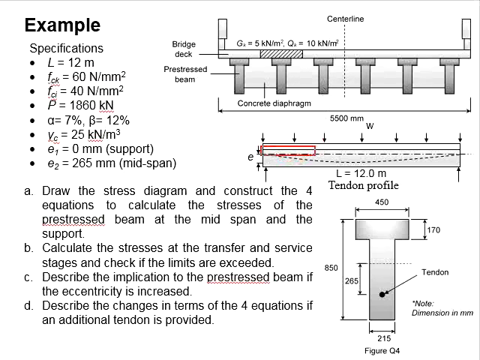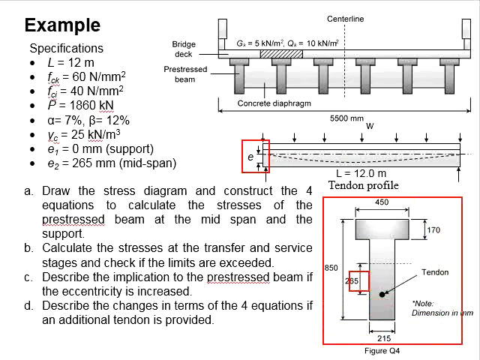There is a tendon at the prestressing load of 1860 kN. There is no eccentricity at the end support, and the eccentricity is at max when it is at the midspan. The eccentricity at the midspan is given in the diagram here.